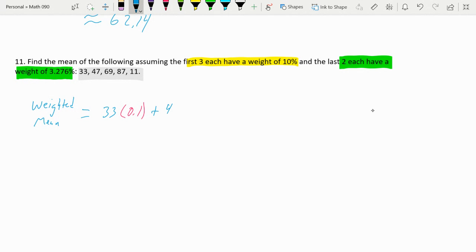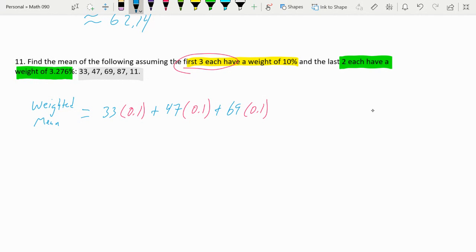Plus 47 times 0.1, plus, what is it, 69 times 0.1. So they told us the first three, and I took care of those first three already.